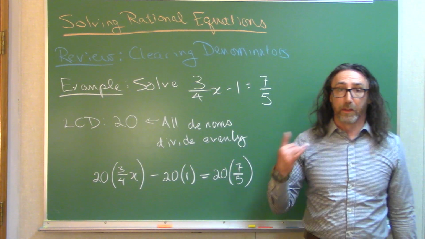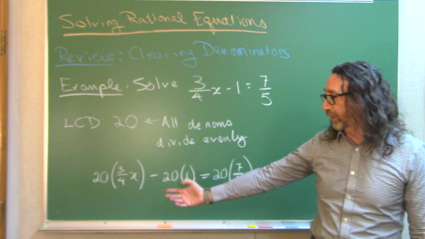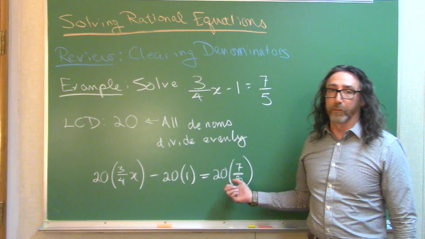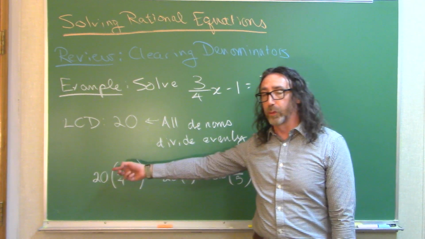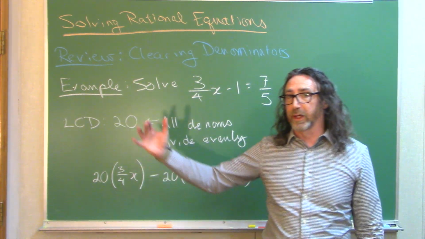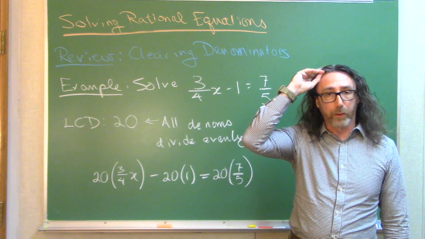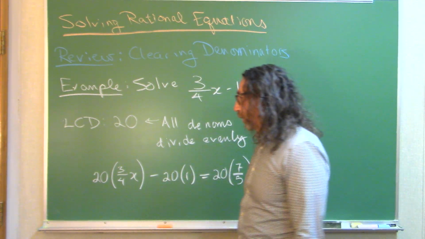Okay, and of course, if I do something to one side of the equation, I'm supposed to do that same exact thing to the other side. So if both of these guys get multiplied by 20, and this gets multiplied by 20, then I am keeping the equation equivalent to what I started with. Okay, now what's the point?